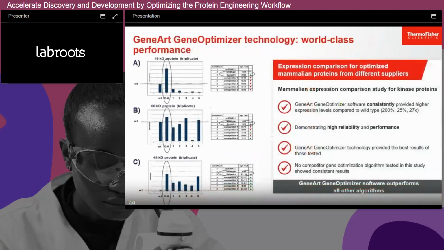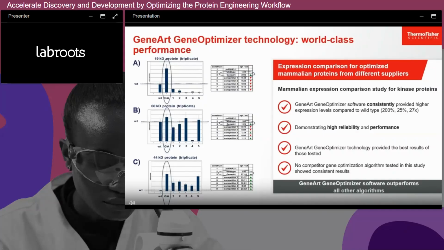So now the next step was to check how the gene optimizer performs compared to other competitors, because of course there are a lot of competitors out there offering gene optimization. And the good news for us was that we were checking now 5 different competitors, and our gene optimization was the only one which was delivering consistently better results of the optimized sequence compared to the wild type.